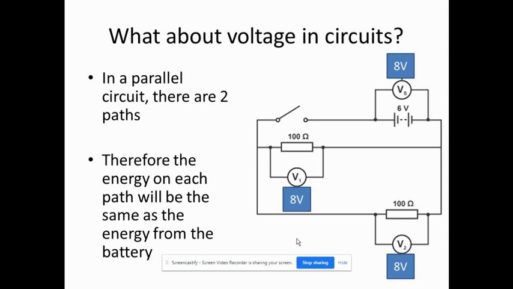However, in a parallel circuit, we've said that there are two paths. You can see here, there's one path here, and there's another path here. So in a parallel circuit, there are two different paths. Therefore, when the energy is leaving, 8 volts will go to this component, and 8 volts will go to this component. So the energy on each path will be the same as the energy from the battery. It's only if that energy, the voltage, needs to be shared between two components on the same path.